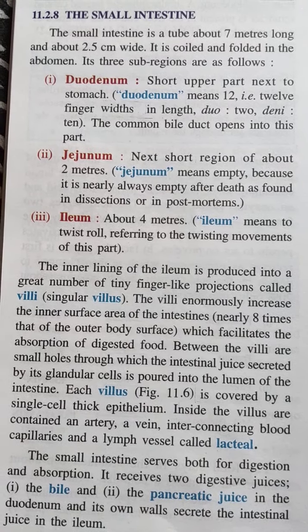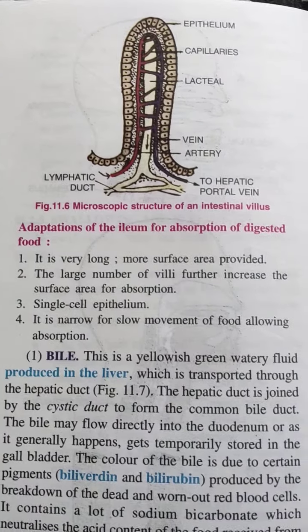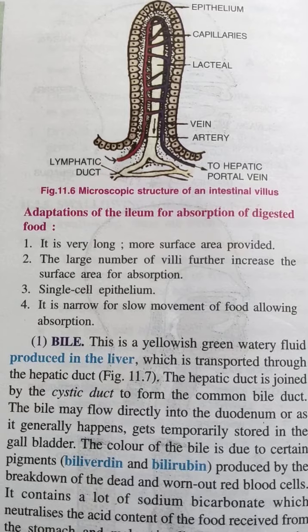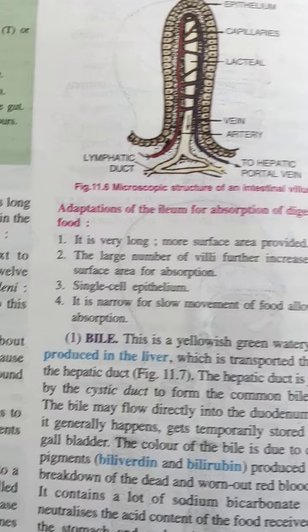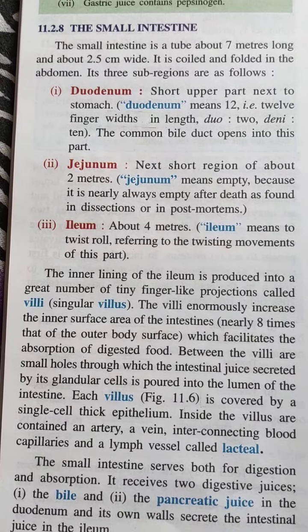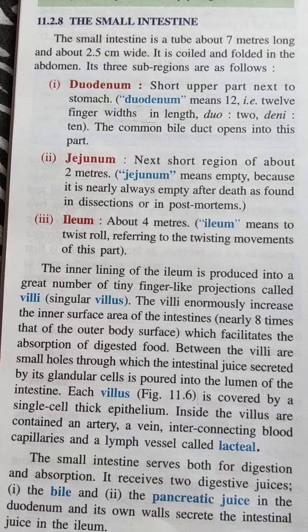Now, students, the diagram of villi is very, very important. This one. Figure 11.6 in my book. With proper labeling. Very important diagram. You have to practice it. Okay. Now, the villi enormously increases the inner surface area of the intestines, which facilitates the absorption of digested food.